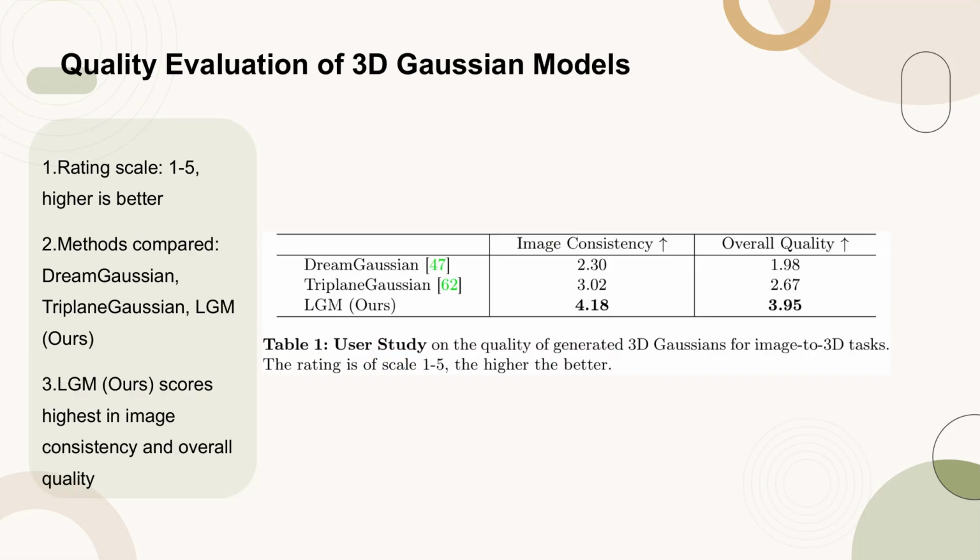Table 1 presents the results of a user study evaluating the quality of 3D Gaussian models generated for image to 3D tasks. The study uses a rating scale from 1 to 5, with higher scores indicating better quality. 3 methods were compared: Dream Gaussian, Triplane Gaussian, and our Large Multi-View Gaussian model, LGM. The LGM model achieved the highest scores in both image consistency and overall model quality, demonstrating its superiority in aligning with the original image content and producing more realistic 3D objects.